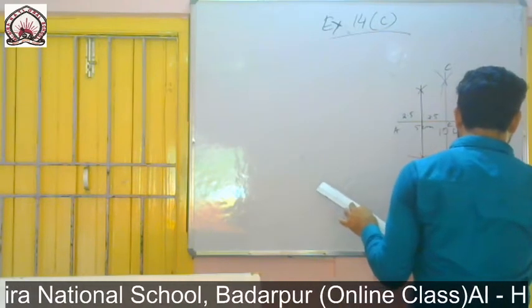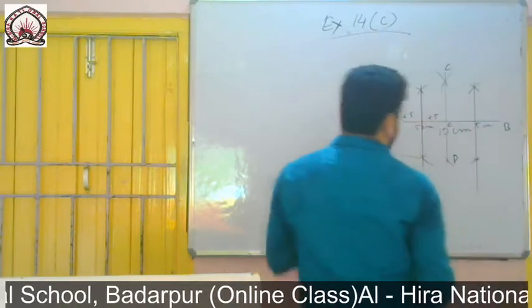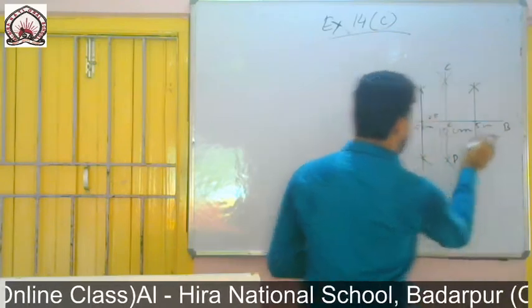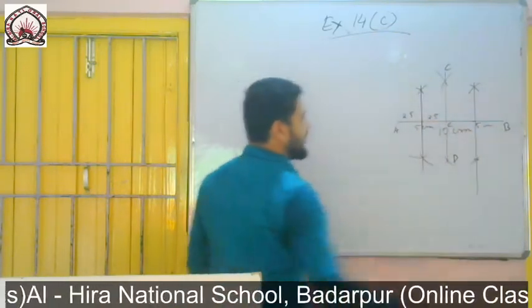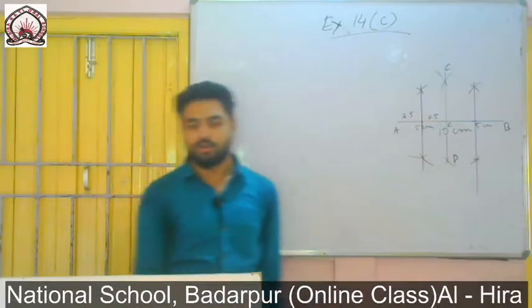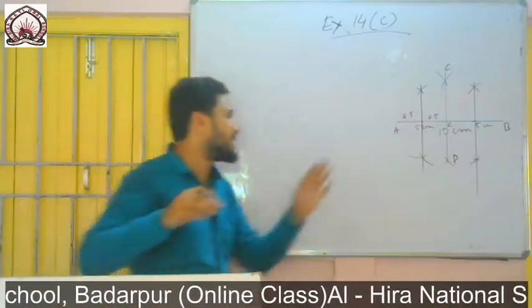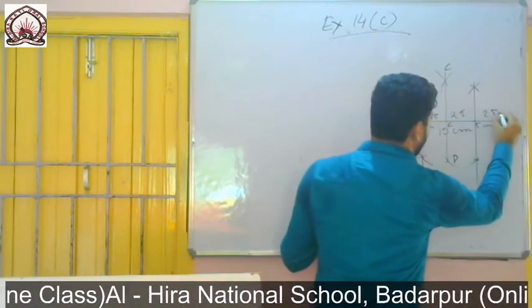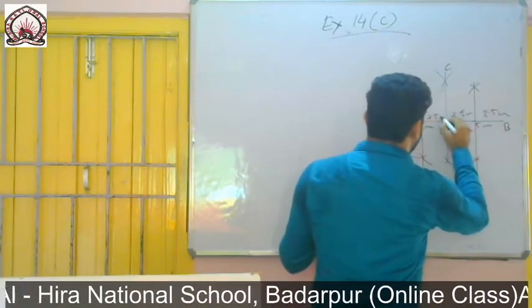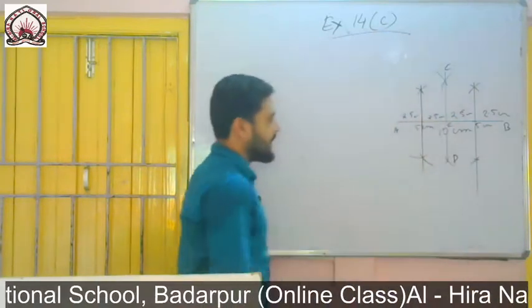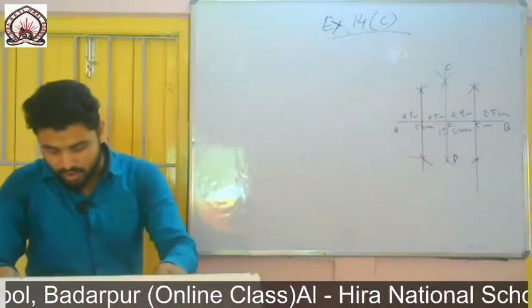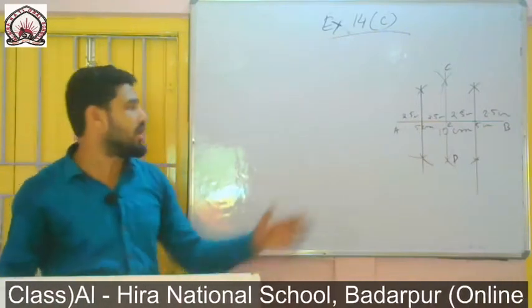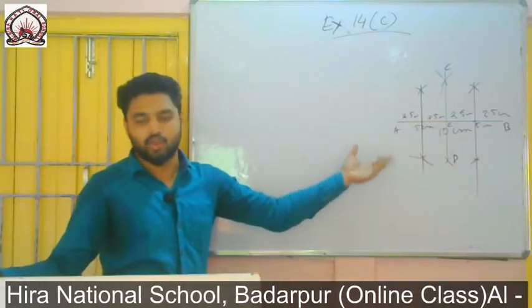Okay, you see, now you can see all the parts are equally divided, 1 2 3 4. That means it has been divided into 4 equal parts, and the measurement of each part is 2.5 centimeter. So write the steps of construction and the length of each part. The length of each part is 2.5 centimeter.